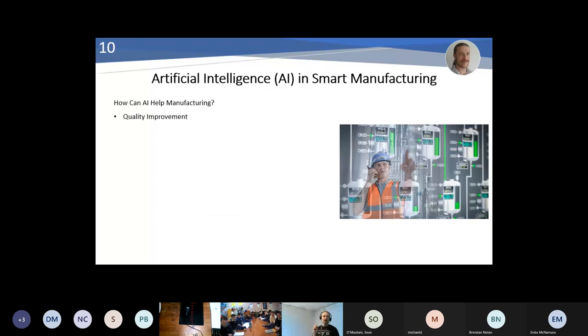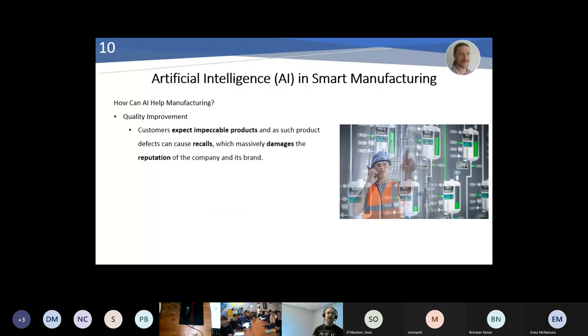So, quality improvements then. Customers expect impeccable products at the moment, such that product defects cause recalls and massive damage to the reputation of the company and its brand. So what do I mean by that? With the way we have been able to supply products, and with the testing and quality improvements and insurances that we've had over time, people now just expect that when they get something, it will work flawlessly, and they expect it to be perfect.